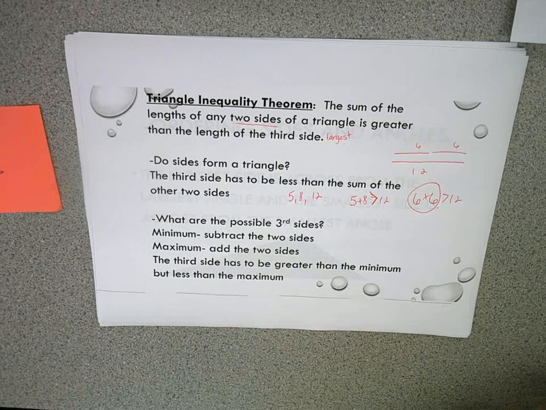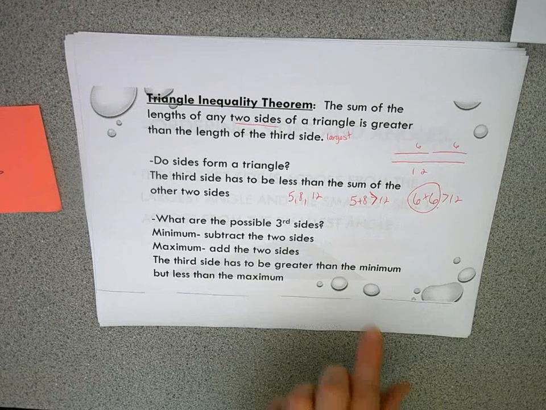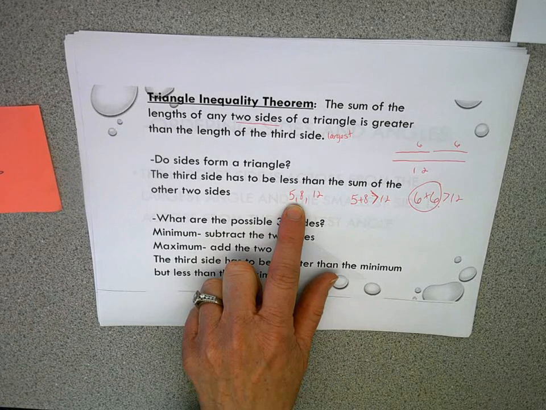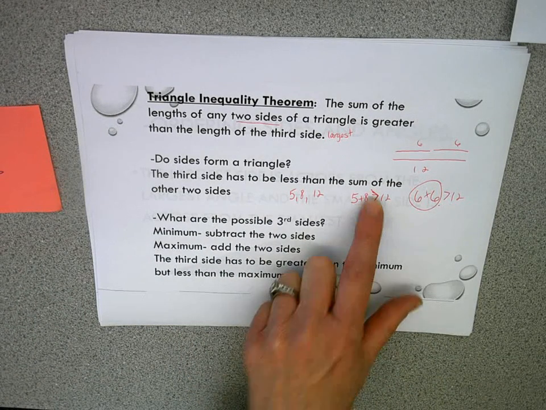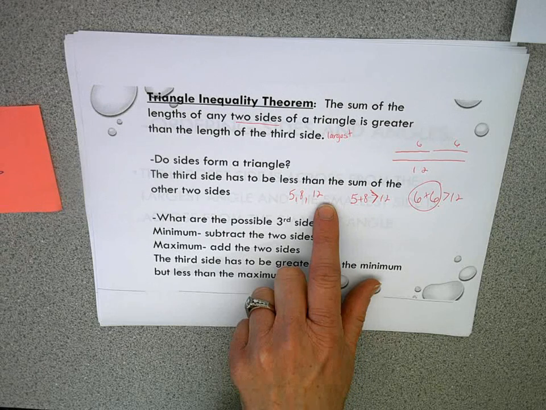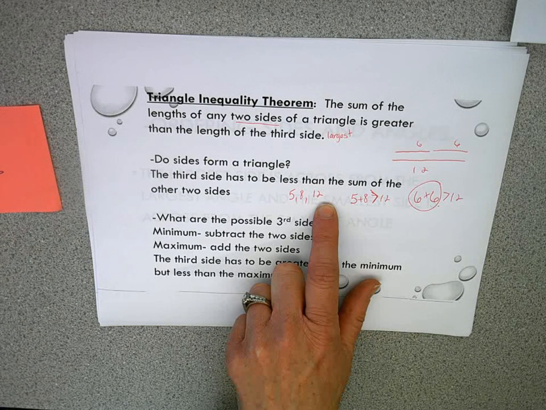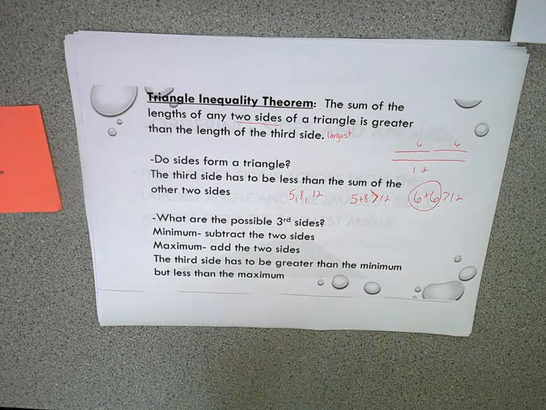So again, I like to have them in order. Of my three sides, the sum of the two shorter sides has to be greater than the third side. If you have the third side too long, they're never going to connect.